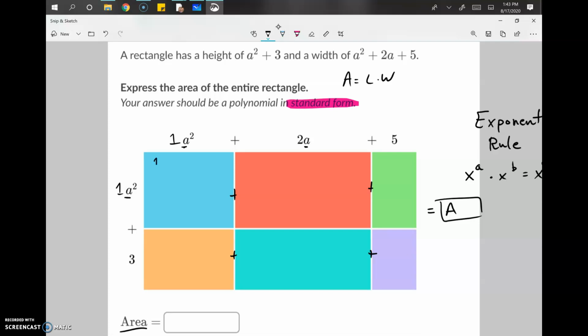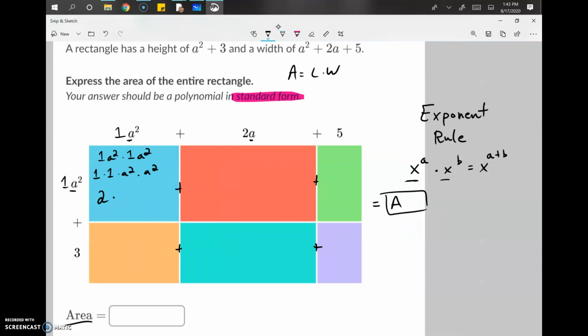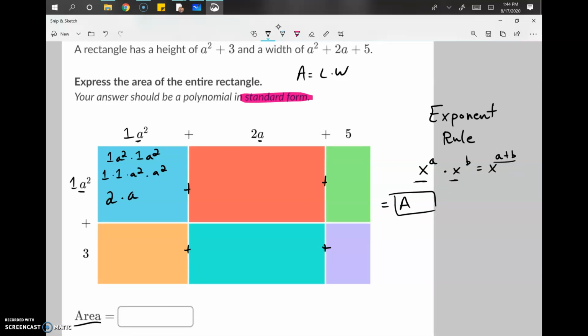So I've got 1a squared times 1a squared in this box. I can rearrange this, using the commutative property, to 1 times 1 times a squared times a squared. And when I multiply bases that are the same, the shortcut is you can add the exponents. Essentially I'm just counting up how many a's in this top left box are being multiplied. There's 4 total: a is being multiplied by itself 4 times, twice right here and twice right here.